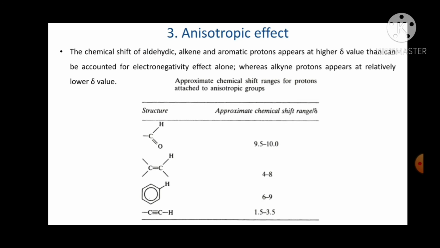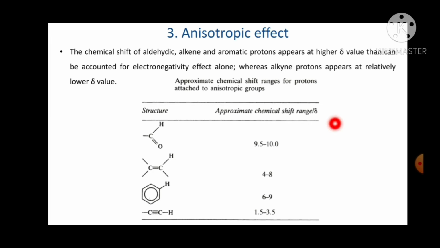Keep in mind, isotropy means similar, and anisotropy means not similar. The chemical shifts of aldehydic, alkene and aromatic protons usually appear at a higher delta value than can be accounted for by the electronegativity effect alone, whereas alkyne protons appear at a relatively lower delta value. Why is this happening? In some cases the delta value is higher than what we predicted considering only the electronegativity effect, and in some cases it is different. That can be accounted for by the anisotropic effect.